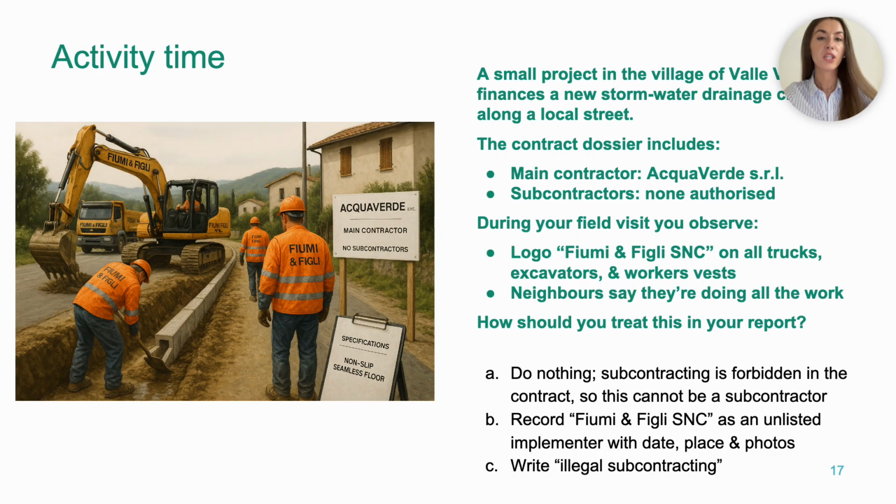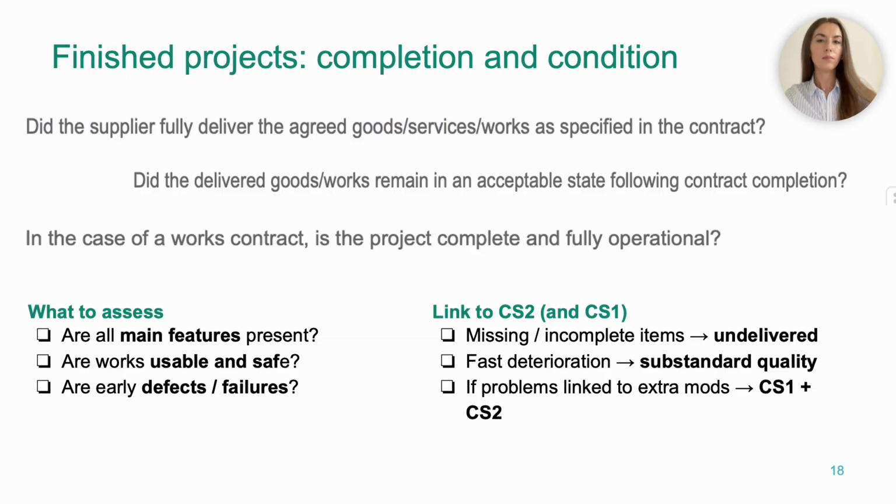During visit, all machinery and PPE on site displayed the name Fiume and Figley SNC. No Aquaverde identifiers observed. Residents reported that Fiume and Figley are carrying out the works. Photos attached. So the key message is that when the company actually building a small public project is different from the one named in the contract, especially where subcontracting is not allowed on paper, you're clearly looking at strong corruption scheme 3 red flags. Your job here is to document that gap carefully, not to jump to accusations.